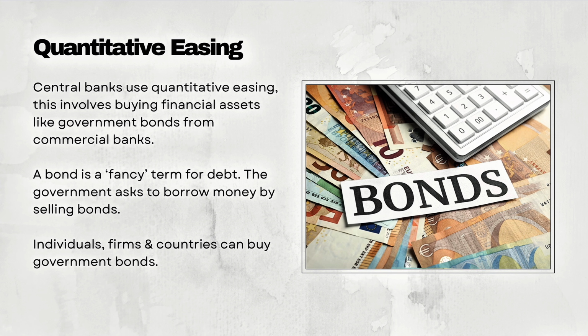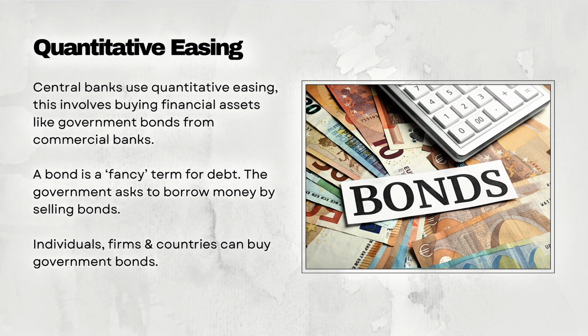So quantitative easing is when central banks use this tool to provide money to all stakeholders in the economy. And this involves buying financial assets like government bonds from commercial banks. You don't really need to know what a bond is, but it's just a fancy term for debt.